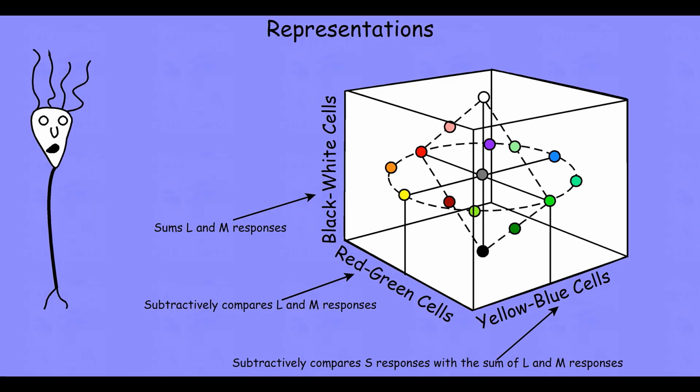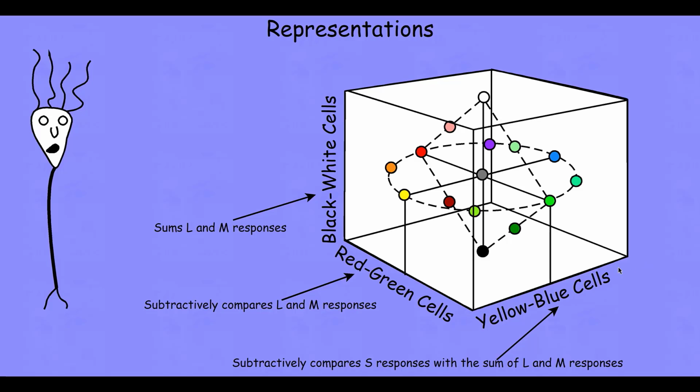Similarly, we can use color opponency to represent colors in a color opponency space. And here we have one dimension, which is white, black. So black is all the way down here, white is all the way up here. White, black, gray is in the middle. We have a red-green opponency, such that red is over here on this side, green is over here on this side, and then their intermediate yellow would be over here on this side. And similarly, we have a yellow-blue dimension. Yellow would be over here, blue would be over here.